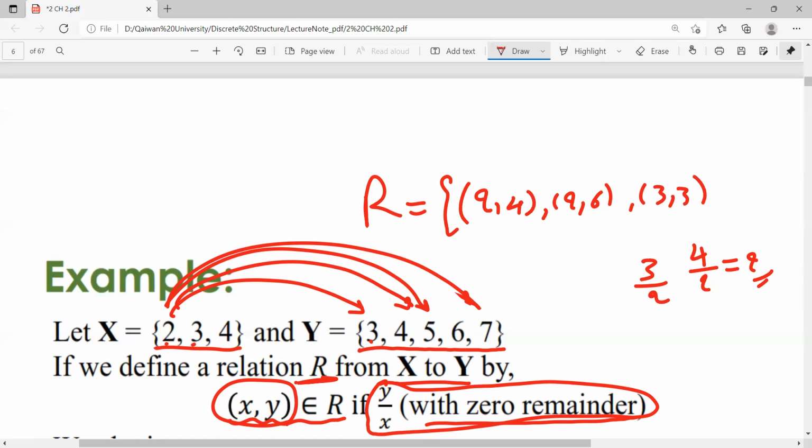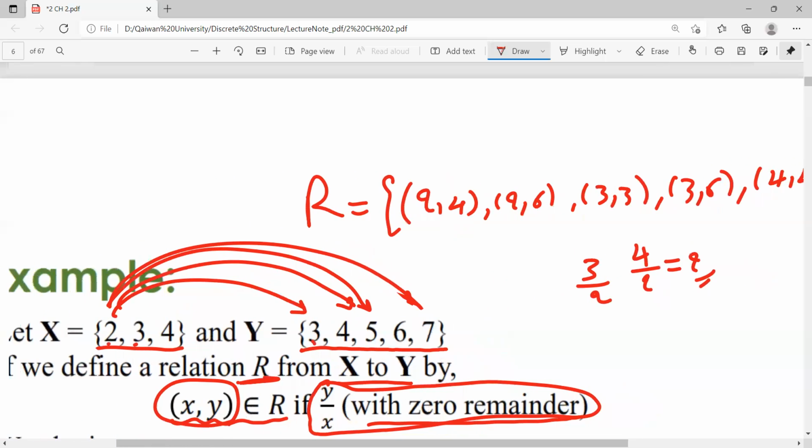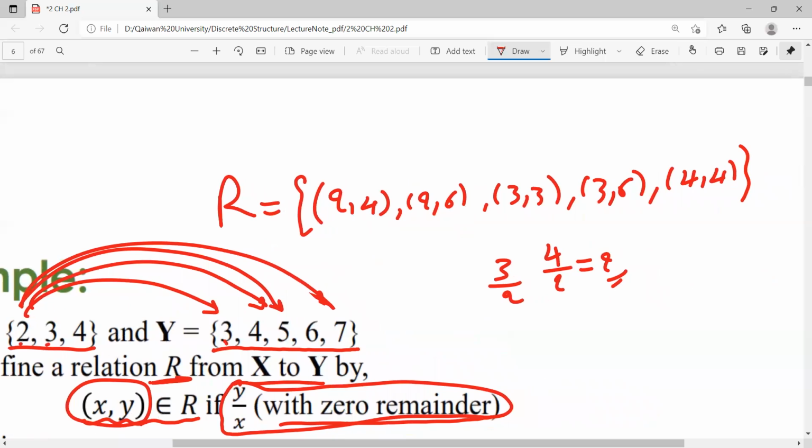How about 3 and 4? No. 3 and 5? No, because you cannot divide 4 or 5 by 3. Then we have 3 and 6. Yes, because we can divide 6 by 3. Then 3 and 7? No. How about 4 and 3? No. 4 and 4, yes. We have 4 and 4, and we have no more elements.